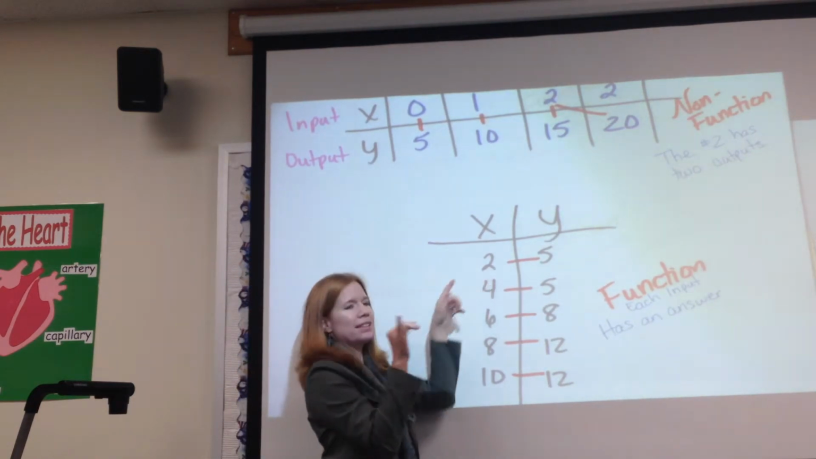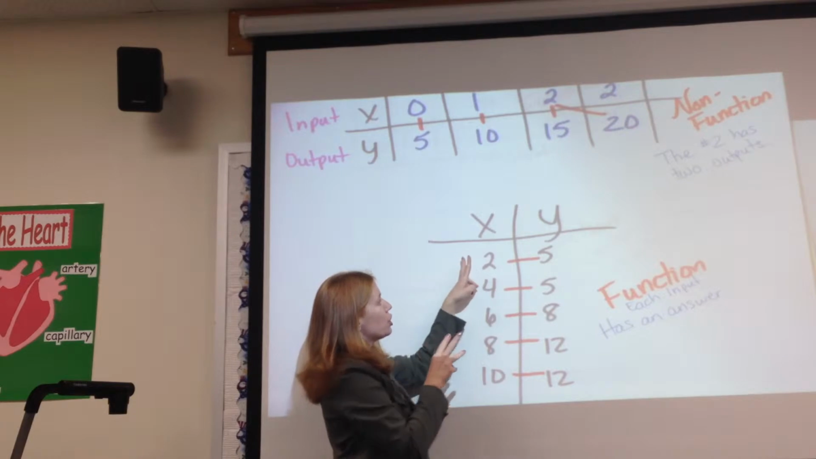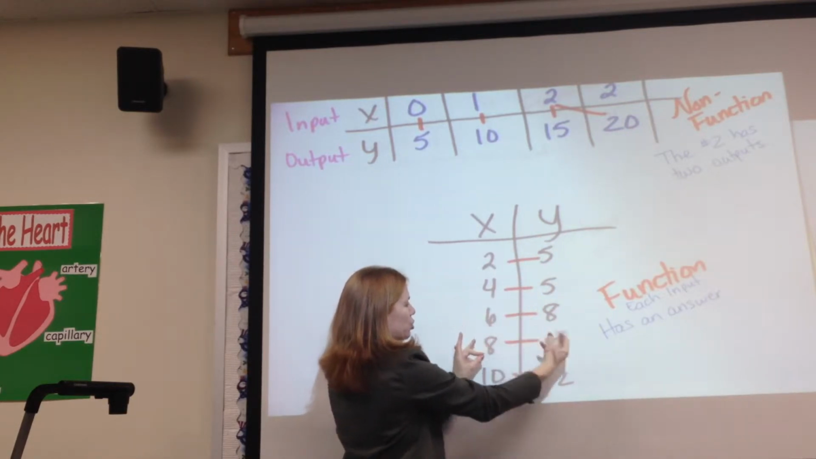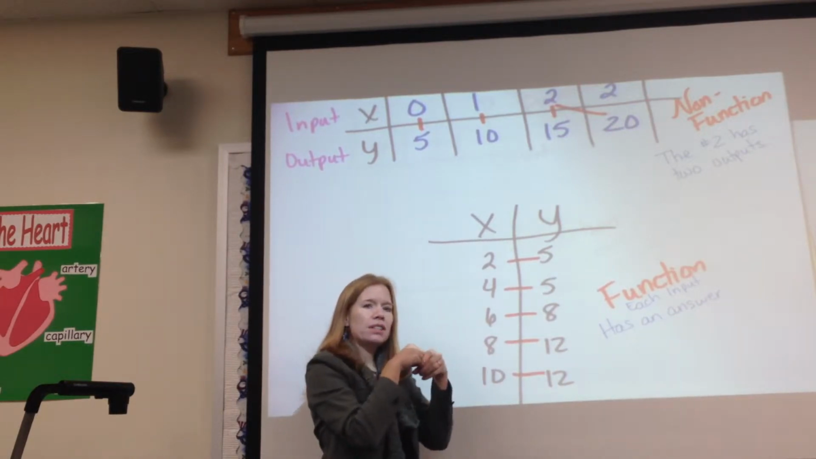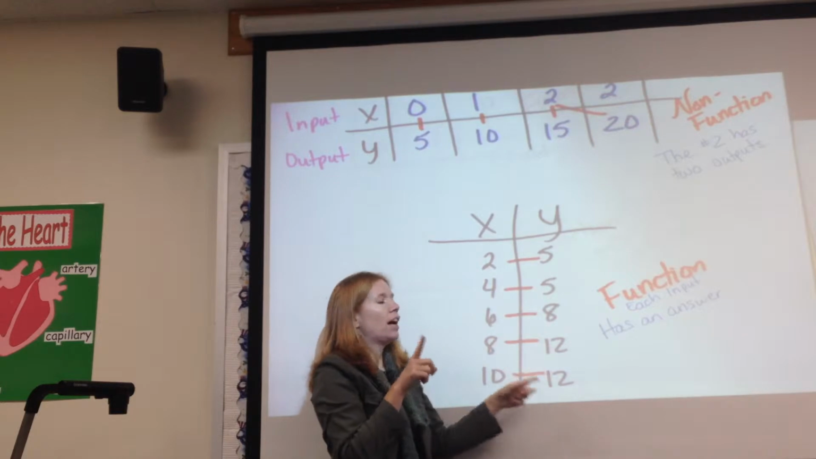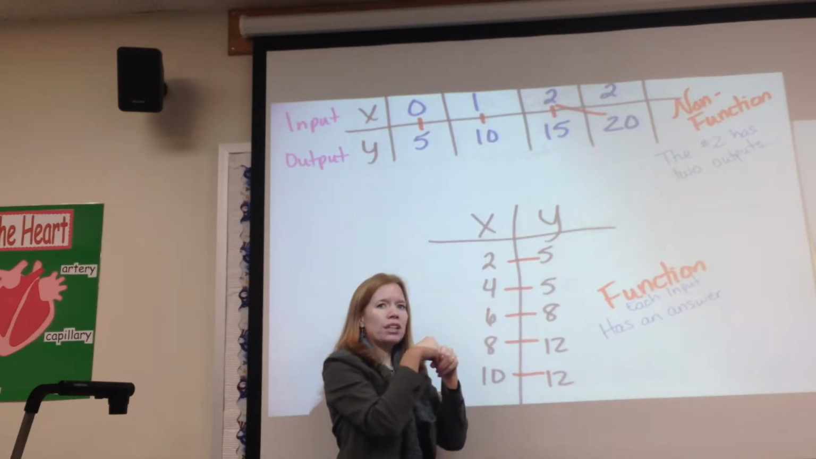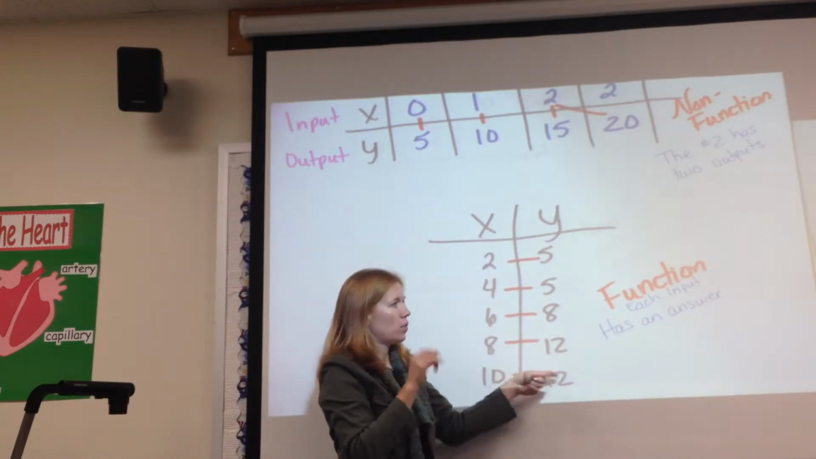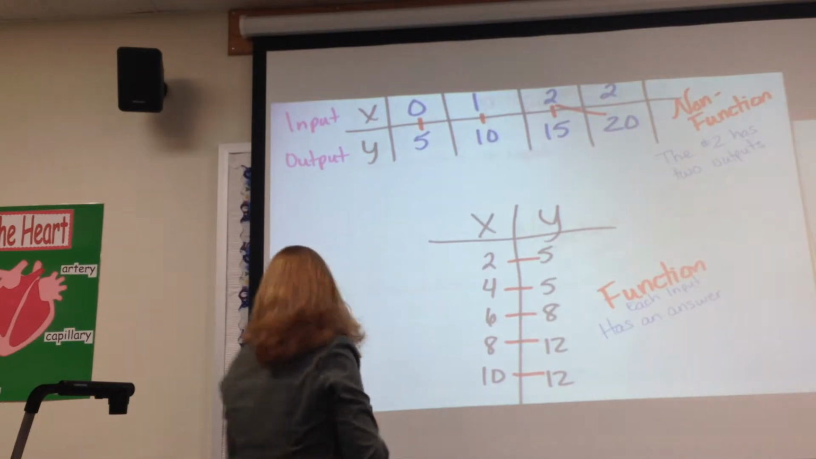Okay? Same thing, just set up in a different way. 2 and 5, 4 and 5, 6 and 8, 8 and 12, or 10 and 12. Because all of my inputs are different. I do have 5 over here, but the input is only one input for that answer. Okay? So this, yes, this is a function.